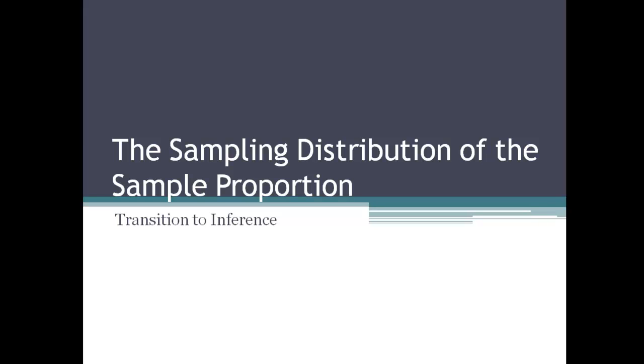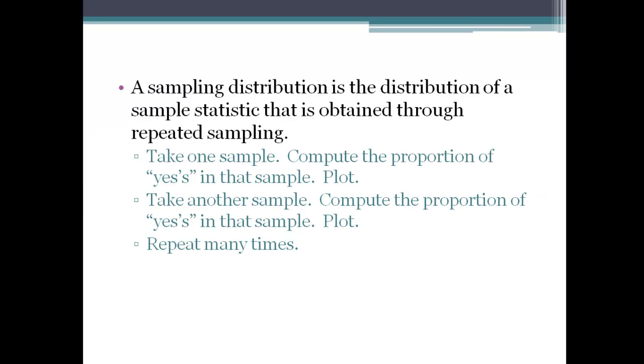In this video we're going to make the transition to inference, and we're going to look at the sampling distribution of the sample proportion. So a sampling distribution is just the distribution of a sample statistic like the sample proportion. So what happens is, we take a sample, compute the sample proportion or whatever statistic we're looking at, and then plot that sample proportion on a graph. Then we take another sample, compute the sample proportion, plot it. Take another sample, compute the sample proportion, plot it, and then repeat that over and over.